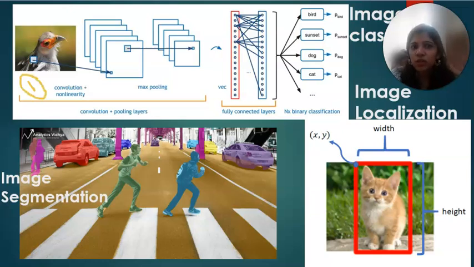That is, we are going to classify this particular bird as a bird, and we have multi-class classification. That is, the classes are bird, sunset, dog, and cat. So when this particular image comes, the image classification model classifies it as a bird. Binary classification means two classes; more than that is multi-class classification.